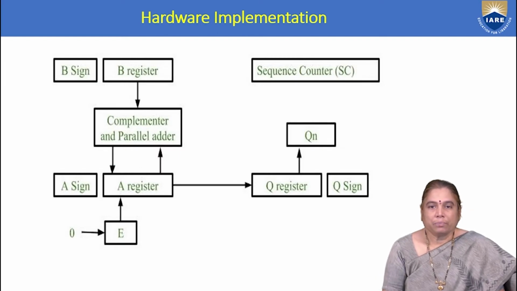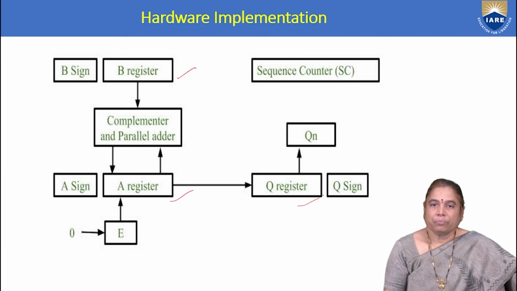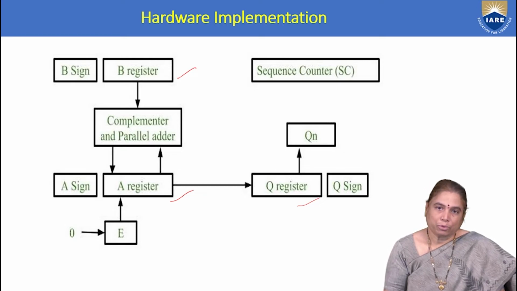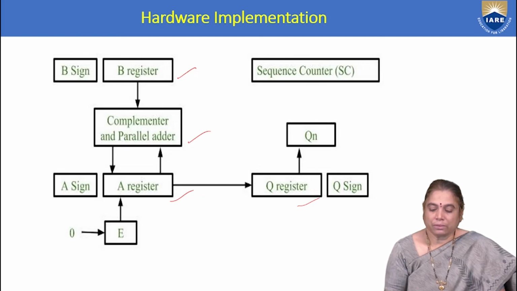The initial multiplication algorithm that is available requires hardware like the B register, A register, and Q register. The Q register stores the multiplier, the B register stores the multiplicand, and the A register is the accumulator in order to store the partial product terms. There should be a complementer and parallel adder in order to perform the basic operations while performing the multiplication. And here this is the sequence counter.